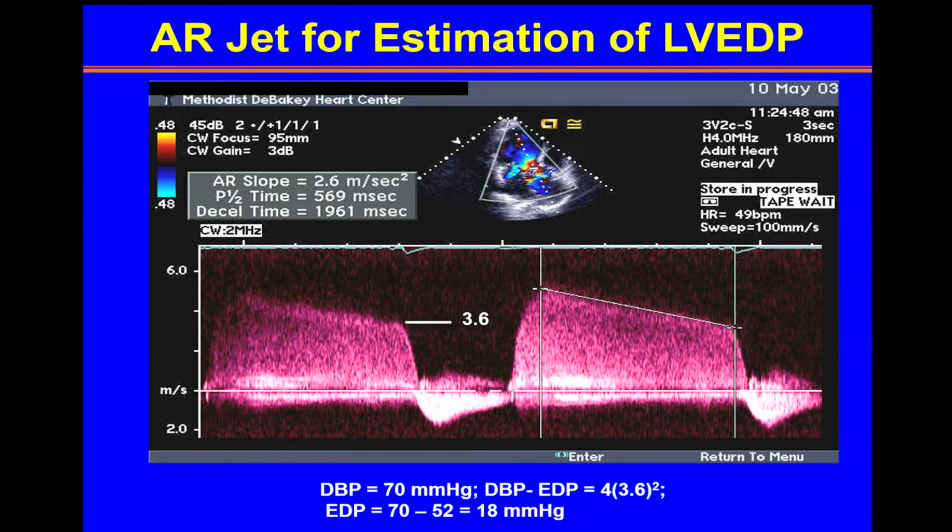One slide for estimating the end diastolic pressure. This method is not necessarily the most accurate method. I'm showing it more for concept. So we go for the end diastolic velocity of the AR jet, and we say that the diastolic blood pressure, in this case 70, minus the LV end diastolic pressure is given by 4V squared. It follows that the end diastolic pressure is 70 minus 52, 18 millimeters mercury.